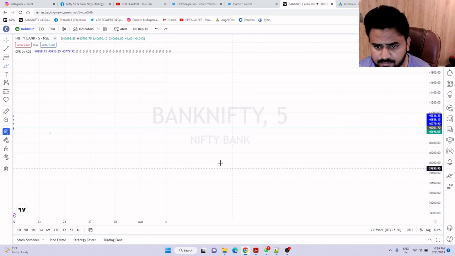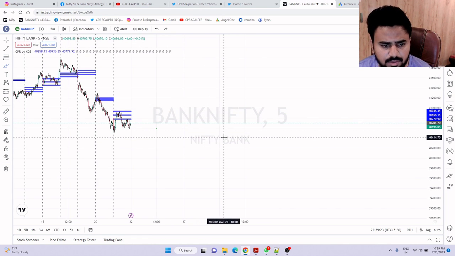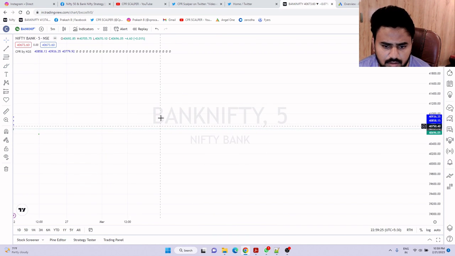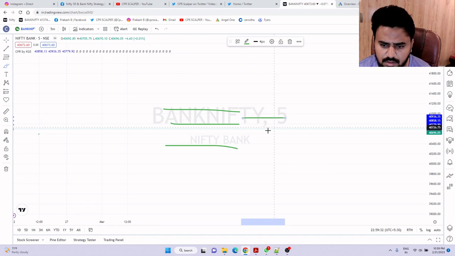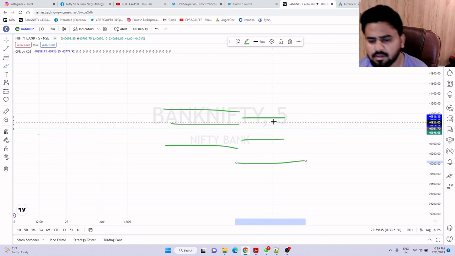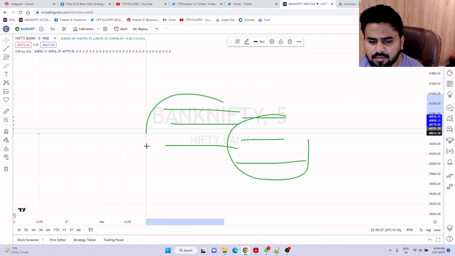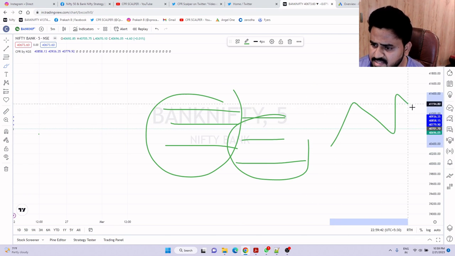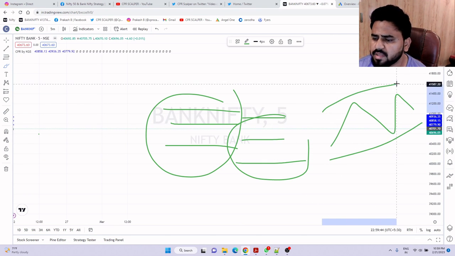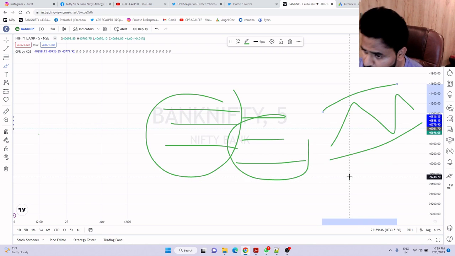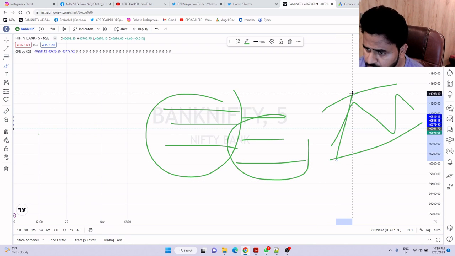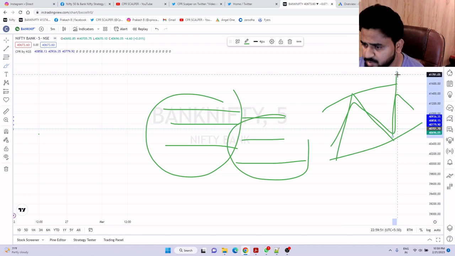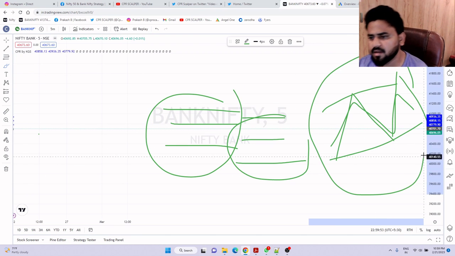And one more day will be there where both the CPRs are overlapping each other. Suppose like this, and the next day's CPR will be like this. Half of the CPR is inside the other one, so it's called overlapping CPR. It also makes a somewhat volatile trading session. It won't be a trending day. It won't be that much range bound. A little volatile. It goes here and then comes back, like this kind of typical day it forms.